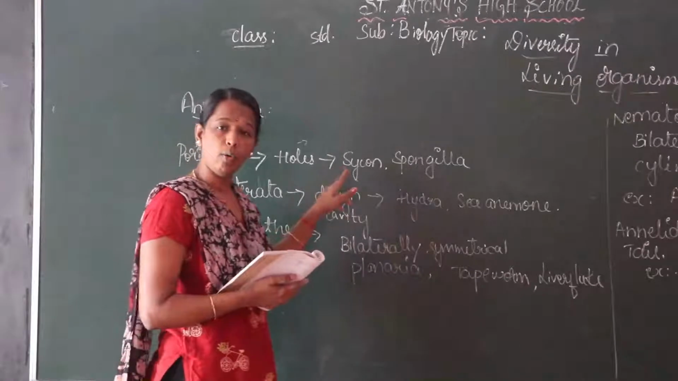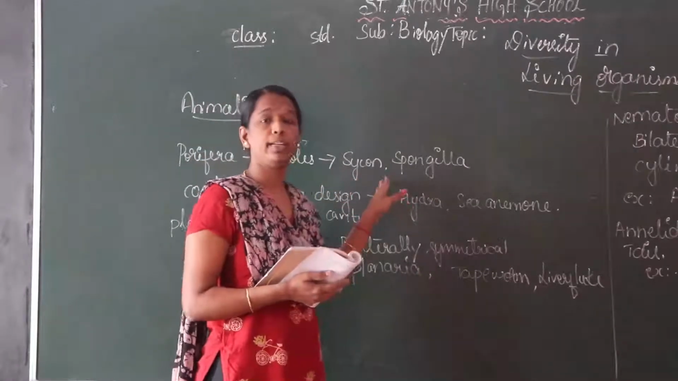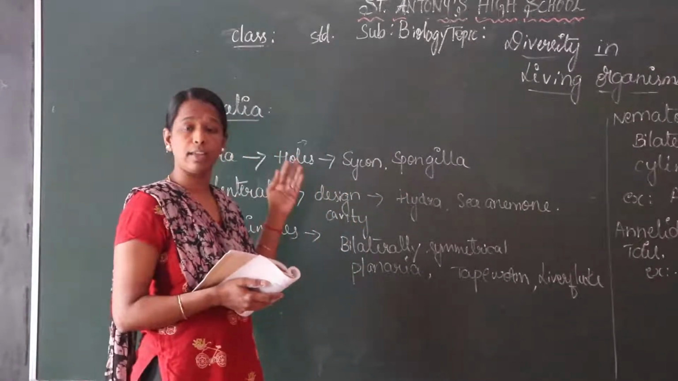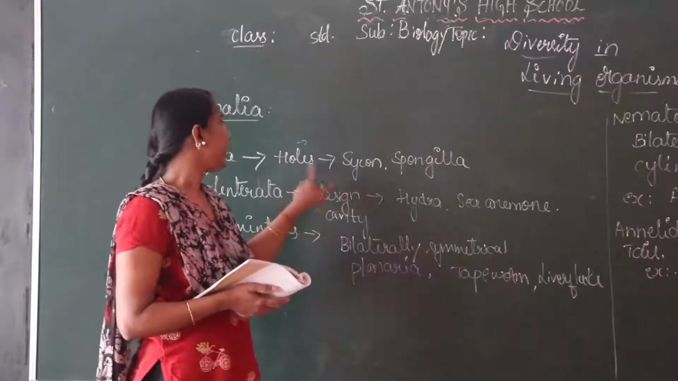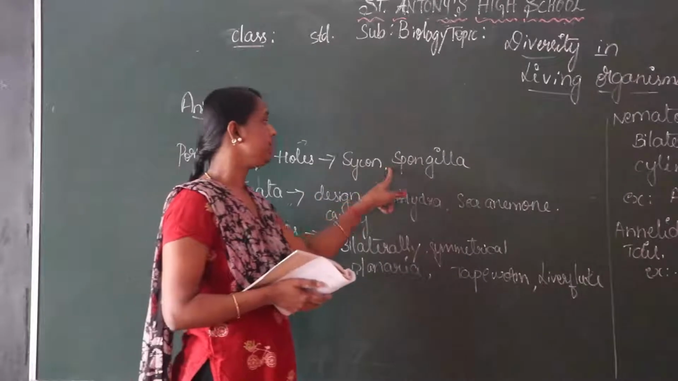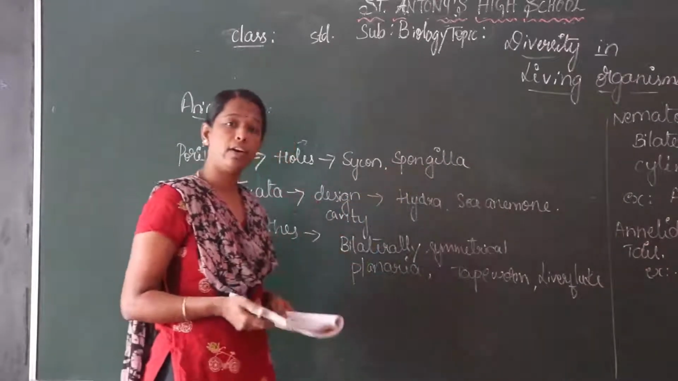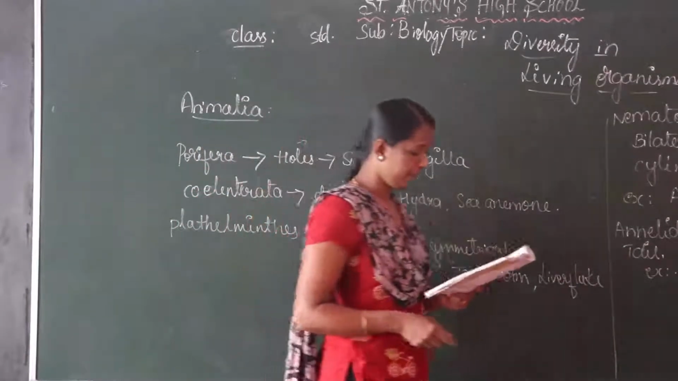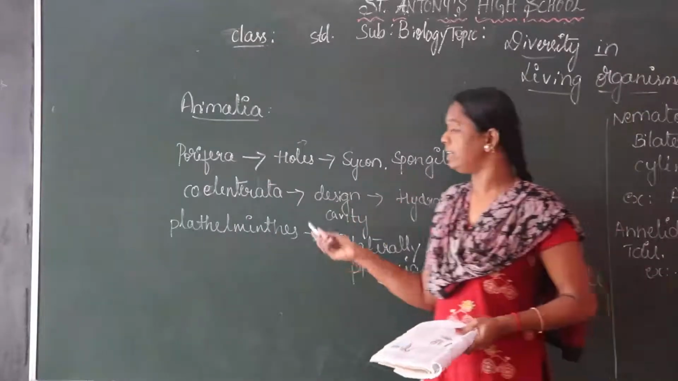So these animals, having holes on the body, help to exchange water and circulate the blood also. Examples for Porifera are Sycon and Spongilla. Next, Coelenterata.